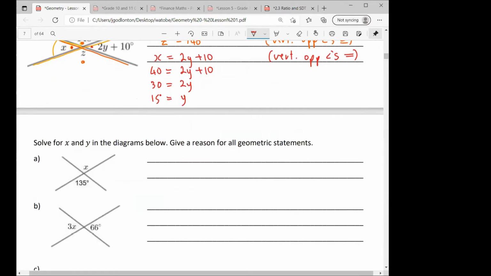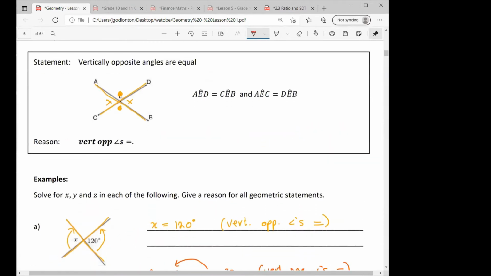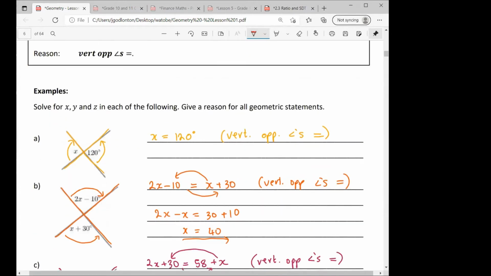So these two now go right back to the basics. Let's see how we can do with these two questions. I want you to think of vert op angles that we learned right at the beginning. So I'm just going to scroll back up to the top for those who were late. Vertically opposite angles is if we have a straight line and another straight line, the angles that are opposite each other are equal to each other. So if I have a look at this example here, x was equal to 120 degrees because they are vertically opposite each other. Here, 2x minus 10 was equal to x plus 30 because they are vertically opposite each other.